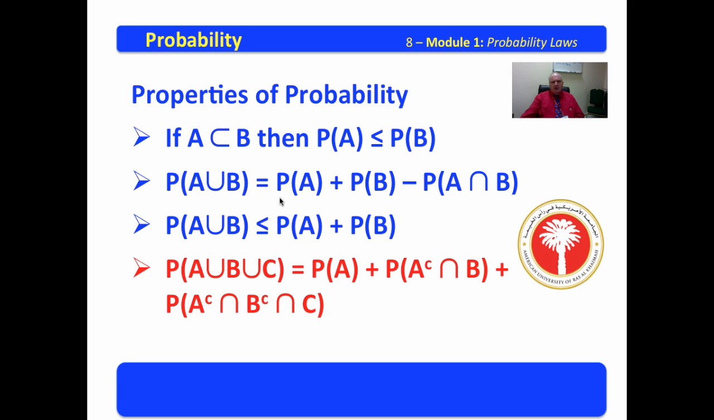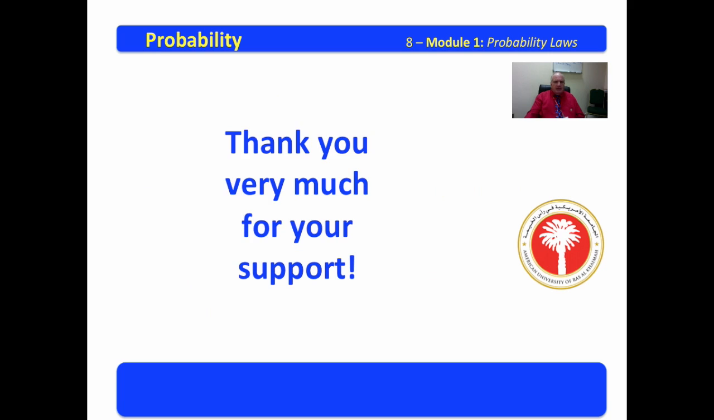It is interesting to note here that if A and B are disjoint, then they have no intersection. So the probability of the empty set is 0, so the probability of A union B just simply becomes the probability of A plus the probability of B if they are disjoint sets.